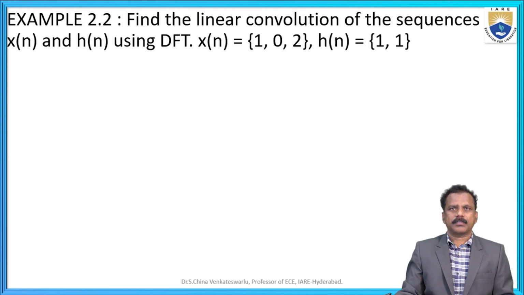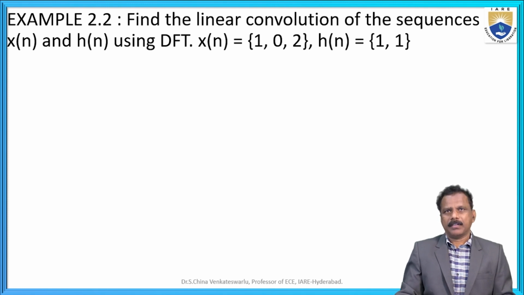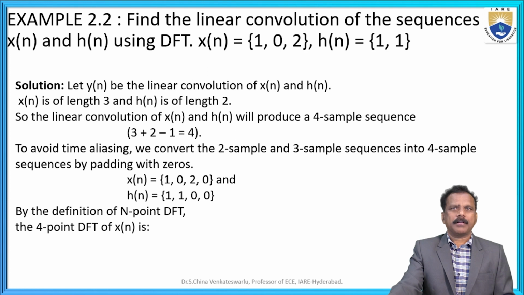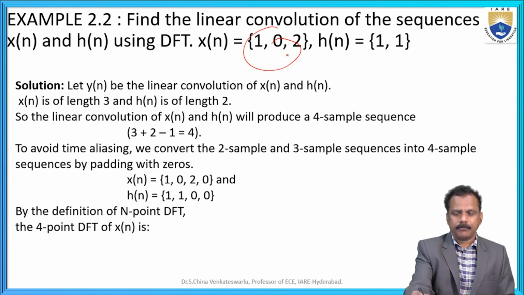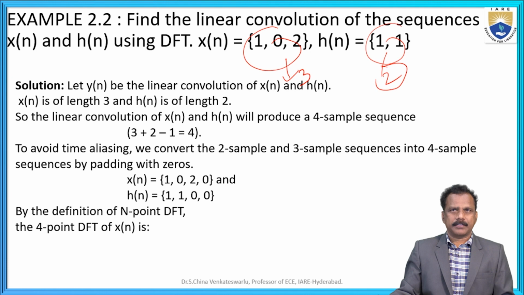Similarly, using this simple example, find the linear convolution of the sequences x of n and h of n using the DFT. x of n is given as 1, 0, 2. h of n is 1, 1. Now let y of n be the linear convolution of x of n and h of n. x of n has length 3, h of n has length 2. So the linear convolution of x of n and h of n will produce a 4 sample sequence: 3 plus 2 minus 1 is equal to 4.